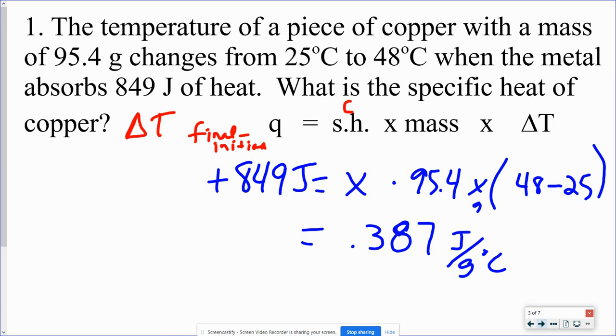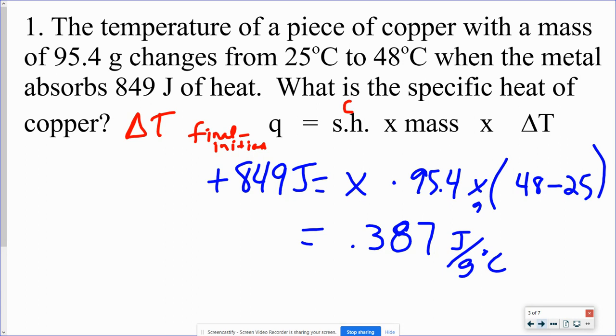All right, so here's a typical problem with this equation. The temperature of a piece of copper with a mass of 95.4 grams changes from 25 degrees to 48 degrees Celsius when the metal absorbs 849 joules of heat.